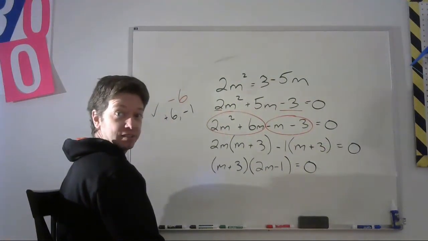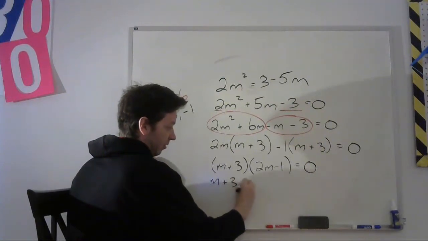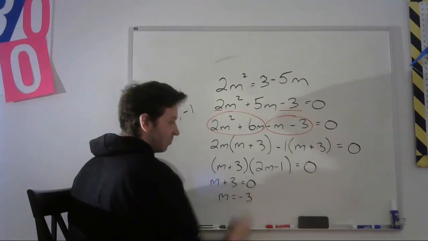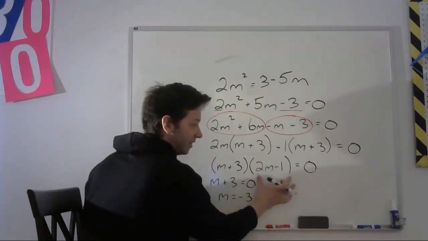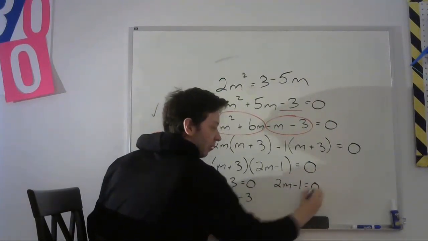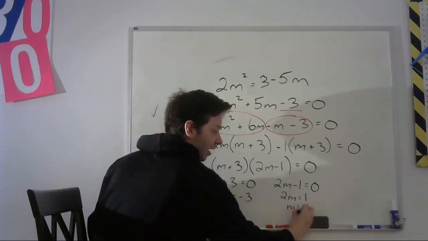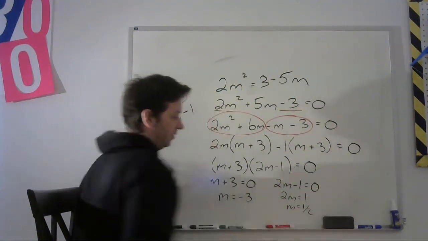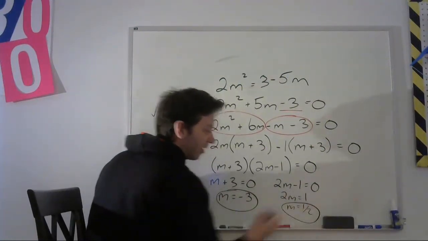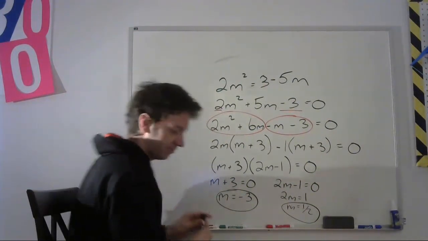All right, now for this to be true, m plus 3 could be 0. And solving for m, one possible solution is m equals minus 3. The other one is this, 2m minus 1 can be 0. Solving, we get 2m equals 1, or m equals 1/2. Okay, so those are our two solutions. m can be -3, or m can be 1/2. Those are x-intercept solutions, roots, again, whatever you want to call them.